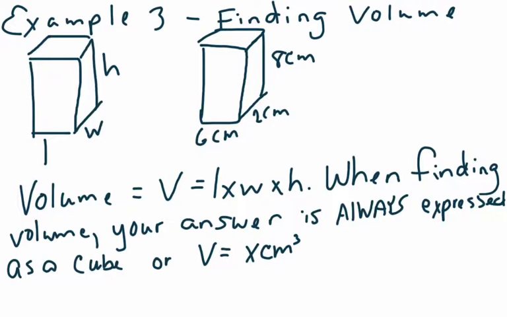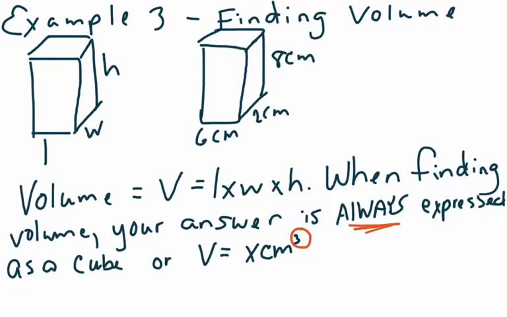Okay, welcome back. Example 3 is finding volume. Here I drew 2 rectangular prisms. They're not perfect, but they're as good as I can get them. Volume, the formula for volume equals V, and volume equals length times width times height. We already know that L equals length, W equals width, H stands for height. When finding volume, your answer is always expressed as a cube, or V equals X centimeters cubed.